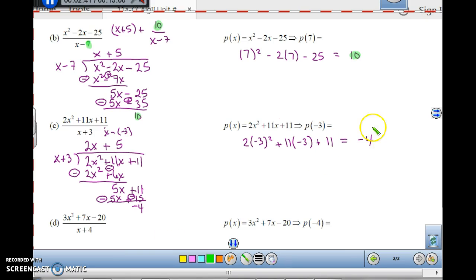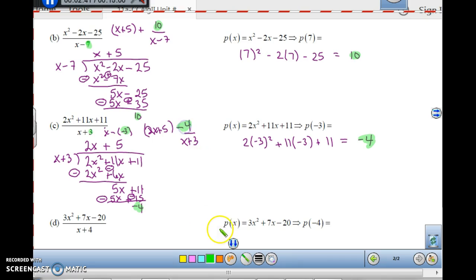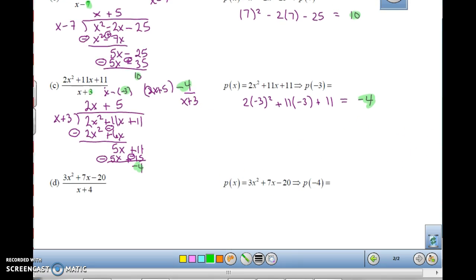Okay, so when I plug in this value, negative 3, I ended up with a remainder of negative 4. So my answer on here, when I divided this, was 2x plus 5, forgot to put it down here, plus, or minus actually, 4 over x plus 3. So my remainder here was negative 4. All right, we're leading into the remainder theorem when we're doing this.